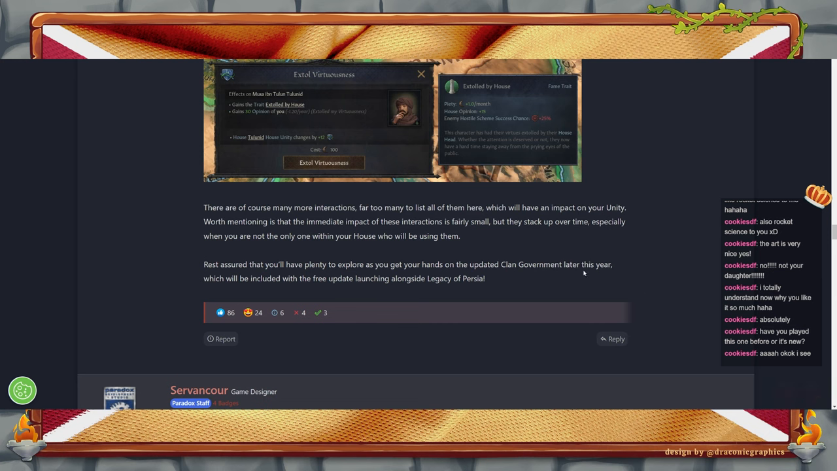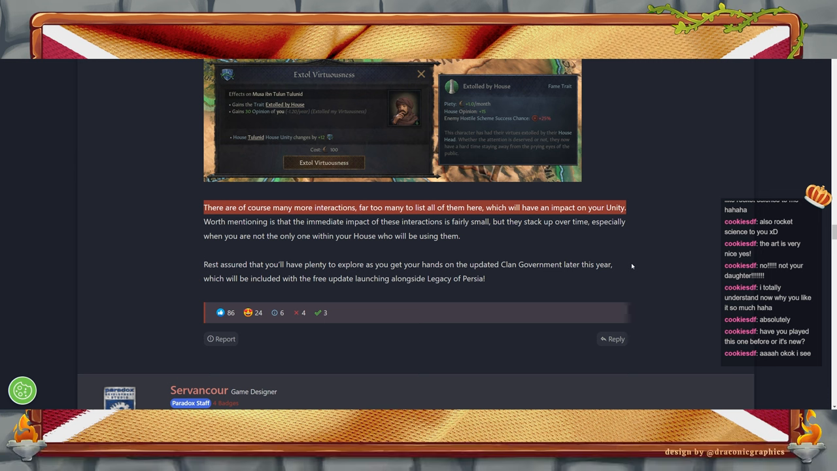There are, of course, many more interactions. Far too many. Oh. Are there? I don't like this sentence. I'll explain in a moment. Let's read it first. There are, of course, many more actions, far too many to list them all here, which will have an impact on your unity. Worth mentioning is that the immediate impact of these interactions is fairly small, but they stack up over time, especially when you are not the only one within your house who will be using them. Ooh, ominous. The rest of what's happening matters, is basically what they're saying.